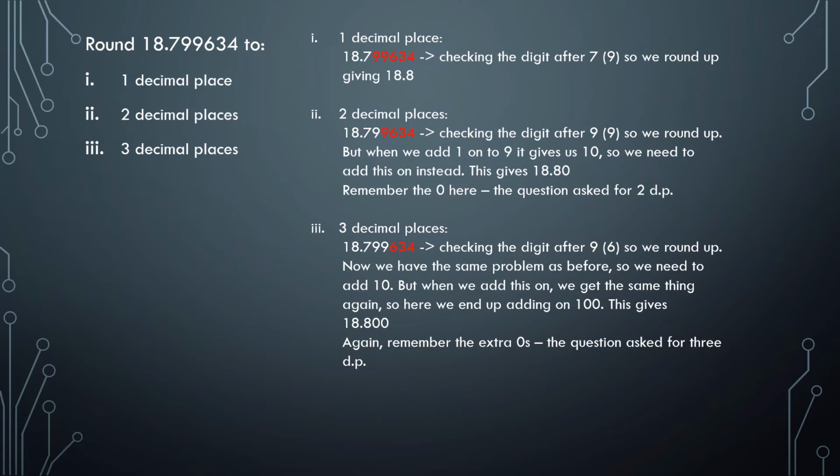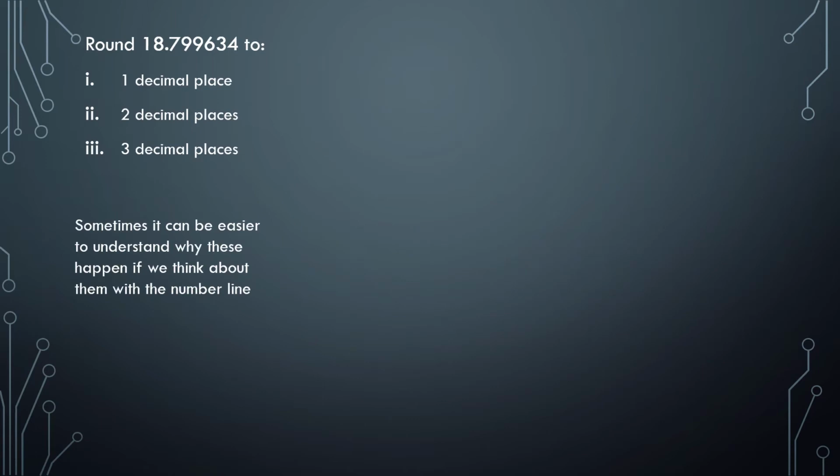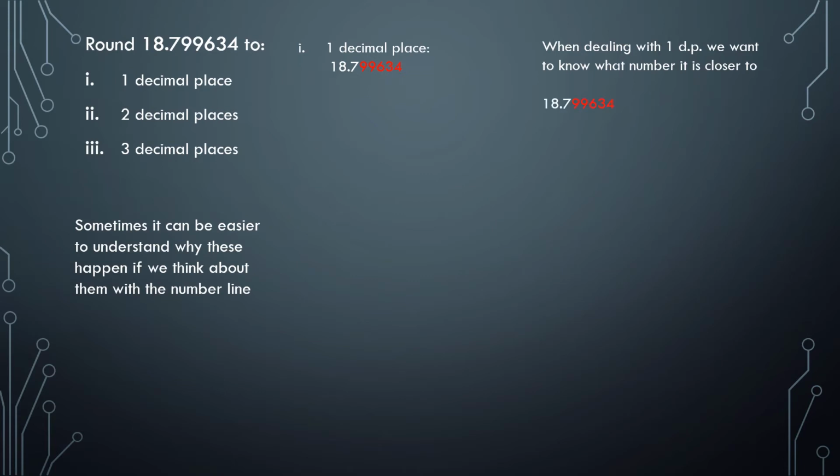Now, what we can do to sometimes help make this a little bit more sense is think about where they lie on the number line. So thinking about the first one, when we did it to one decimal place, we had 18.799634. So what we want to know when dealing with one decimal place is, is it closer to 18.7 or 18.8?